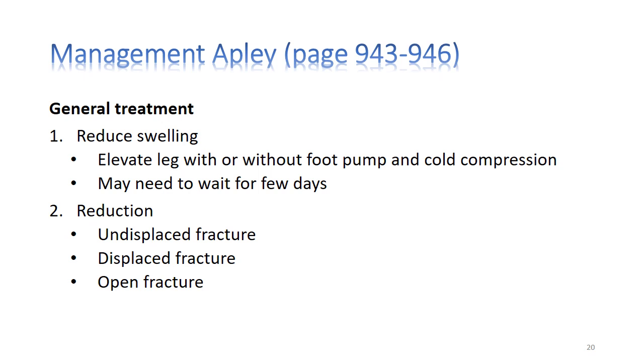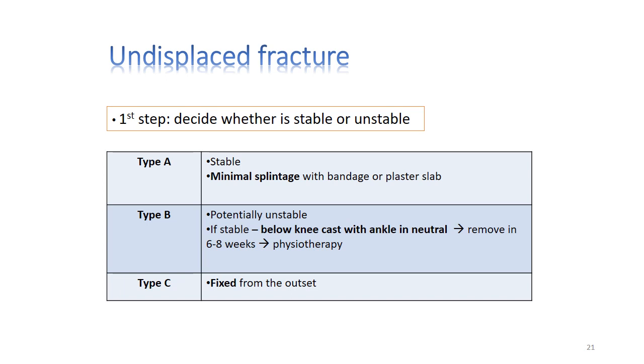And then secondly, like other intra-articular injuries, ankle fracture must be accurately reduced to help prevent the mechanical dysfunction. So different types of fracture affect the way of reductions. For undisplaced fracture, the first step is to decide whether the injury is stable or unstable. Generally, the reduction management is based on Dennis-Weber classification. For type A, these fractures are stable and will need minimal splintage with a firm bandage and also plaster slab applied mainly for comfort until the fracture heals.